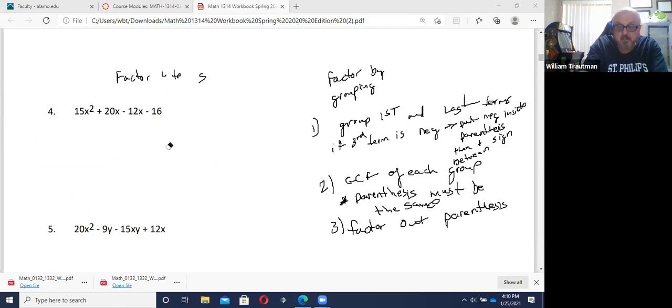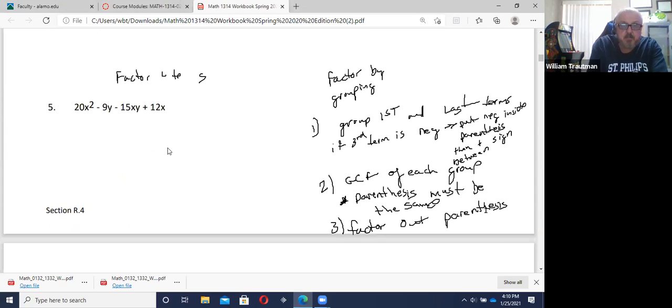So this is factoring 4 terms. We're going to do the same thing for number 5, if that was a little confusing. So factoring 4 terms. Step 1, look for a GCF. I don't see a GCF. So you always look for a GCF, and there's no GCF. Step 2, put a parentheses around the first 2. If there's a negative in the third term, put a parentheses around the second 2, with a plus sign between them.